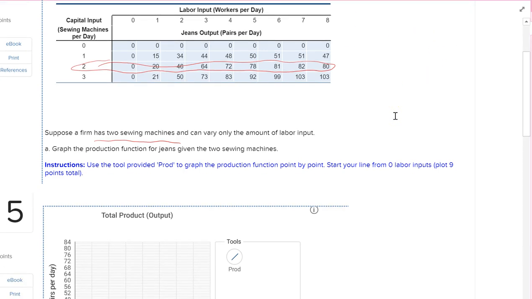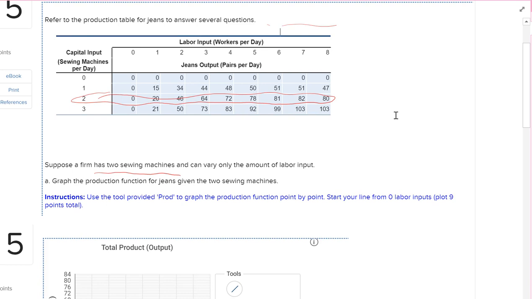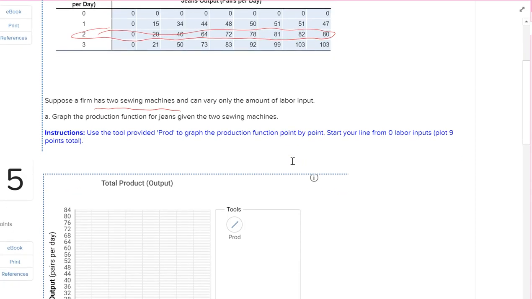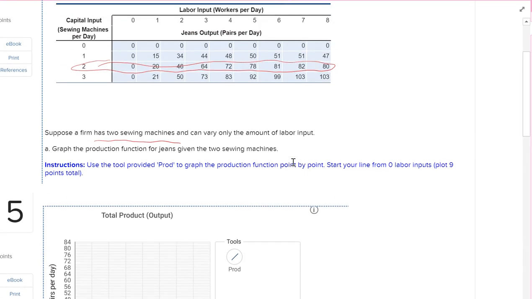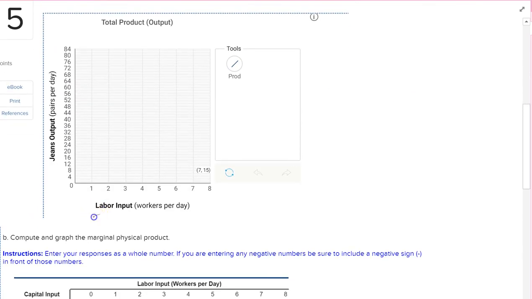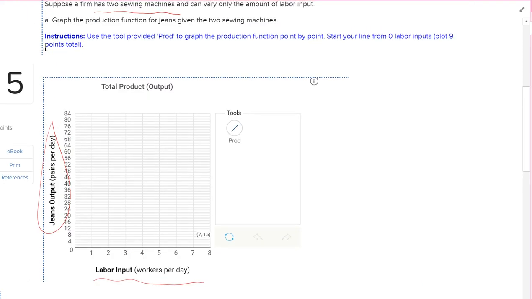And it says graph the production function. So the production function is the relationship between inputs and outputs. So in this case, we've got 2 sewing machines and varying amounts of labor, and the output is what can be produced. So we're going to graph this production function, and you'll see that it's actually a pretty simple thing to do. So look at the graph, and here we have our labor input, because that's what's varying here. And we're looking at how many pairs of jeans can be produced, given those 2 sewing machines and then these varied amounts of labor.